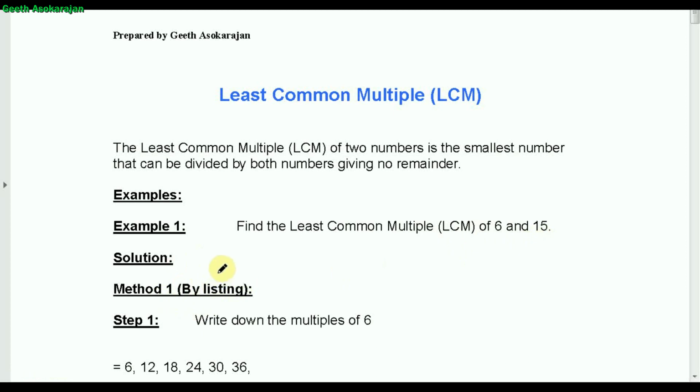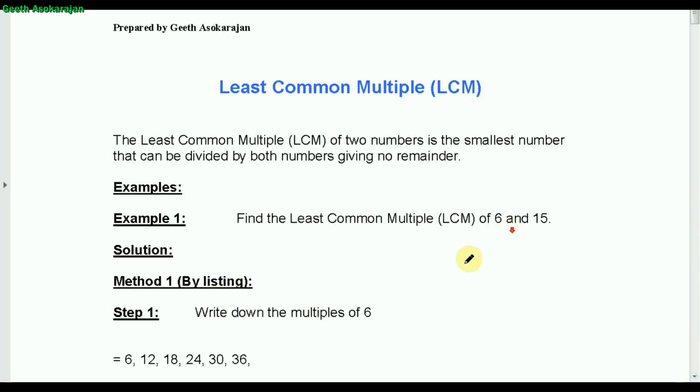So let me explain working out the LCM using this method of listing. By listing I mean listing the multiples of the numbers concerned, and the smallest number which is common to both of these multiples will therefore be the LCM. So here is the method. In step number 1 we write down the multiples of 6.